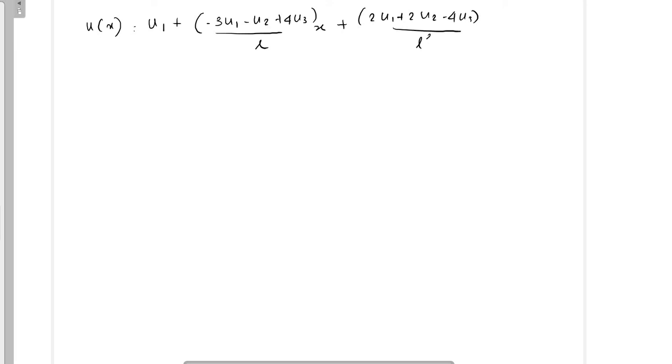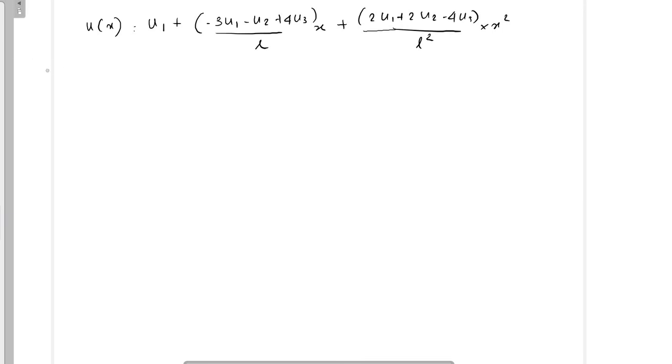So now we are going to complete the displacement equation, the quadratic equation. C0 is u1 plus C1x. C1 is minus 3u1 minus u2 plus 4u3 by L into x, plus C2x square. C2 value is 2u1 plus 2u2 minus 4u3 by L square into x square. So we completed the displacement function.